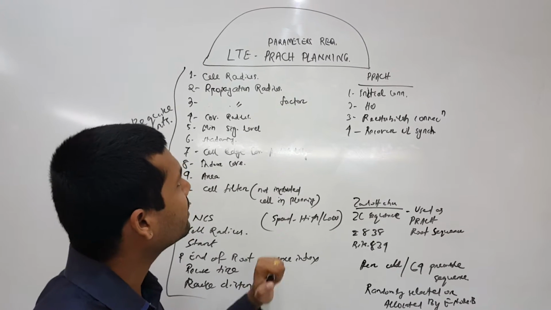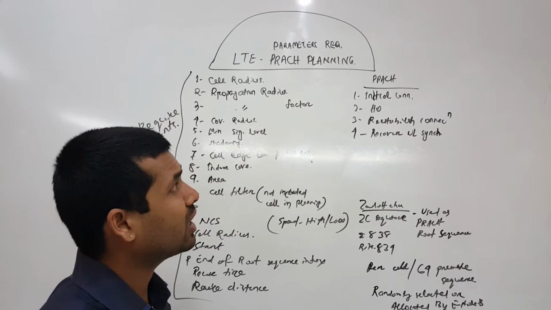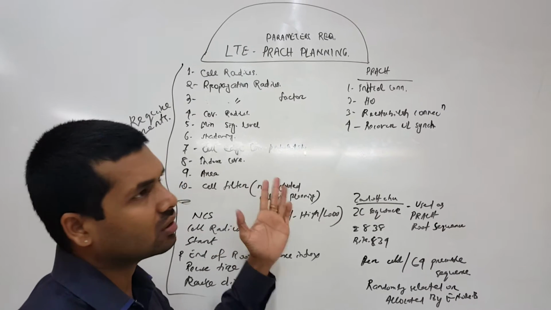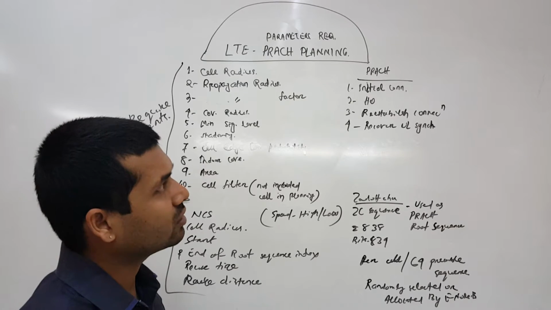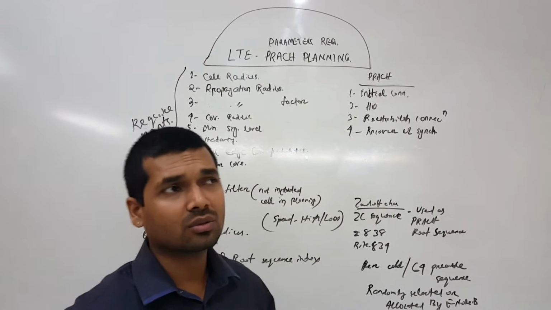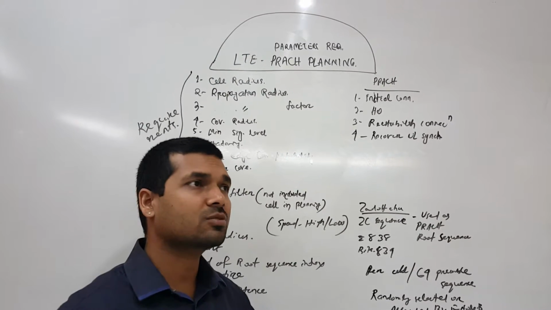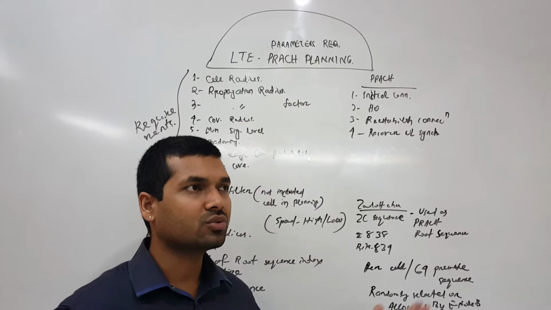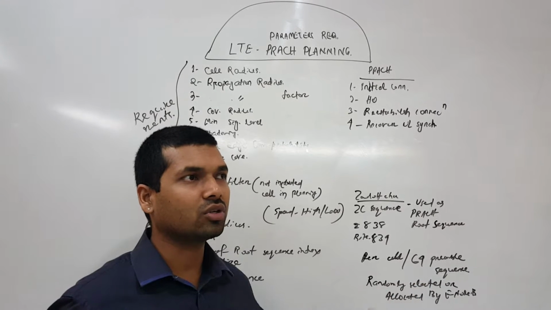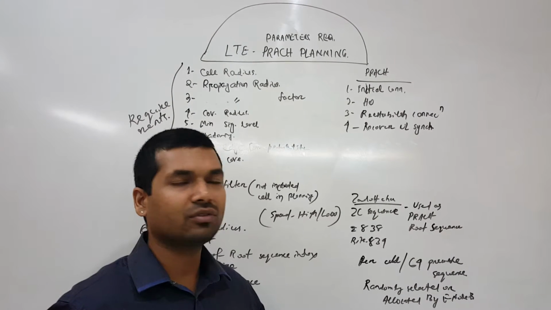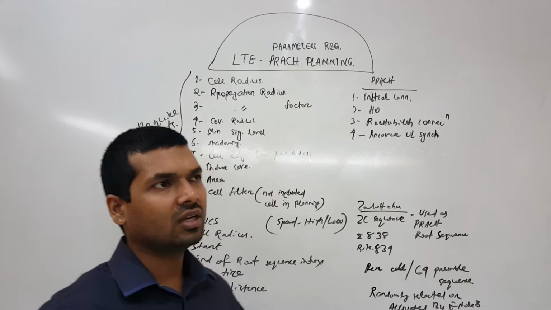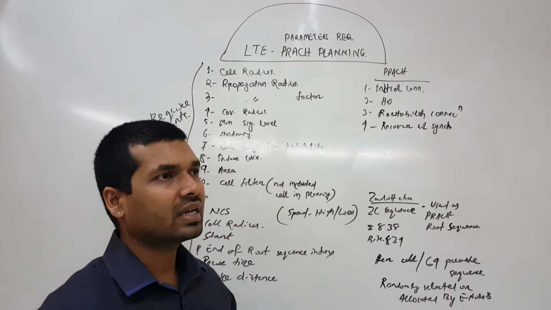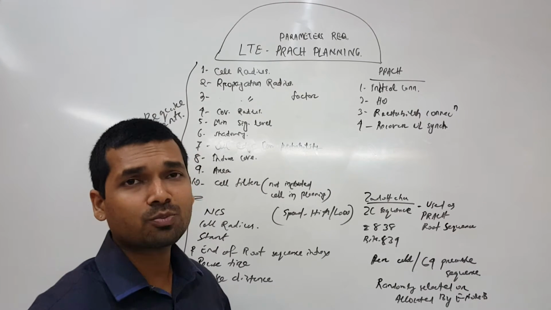Moving on to the requirements in the planning tool to plan the PRACH, because this is a very crucial factor, the PRACH preambles. We have only 64 preambles per cell, so we need to have the users randomly accessing the network, and we have to provide a preamble for all the accessible users. And to get the maximum chance of PRACH success, we have to plan it properly.